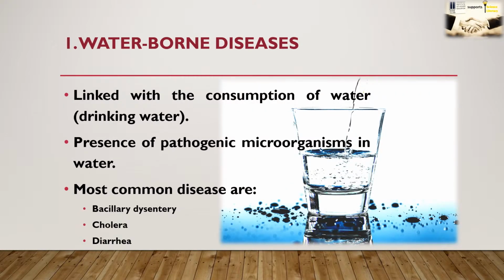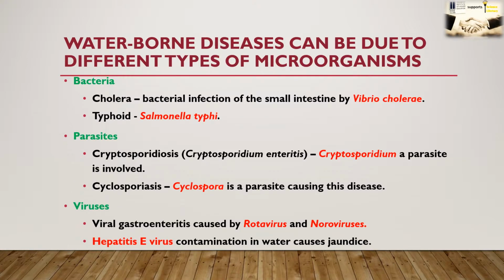We will discuss water-borne diseases first. These are linked with the consumption of water, especially drinking water. It is caused by the presence of pathogenic microorganisms in water. The most common diseases caused are bacillary dysentery, cholera, and diarrhea. There are different types of microorganisms, including bacteria, parasitic organisms, and viruses.